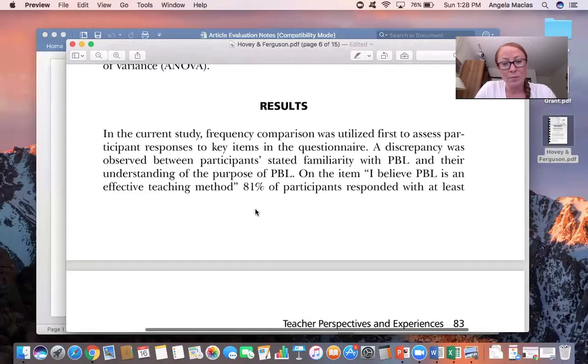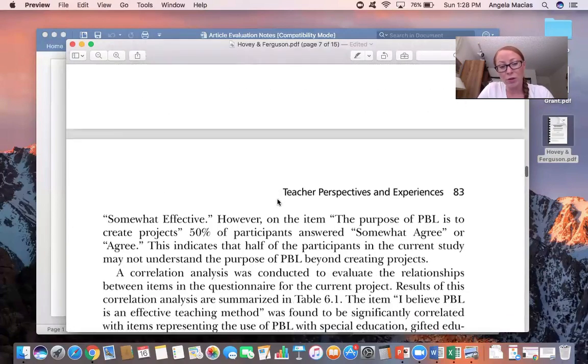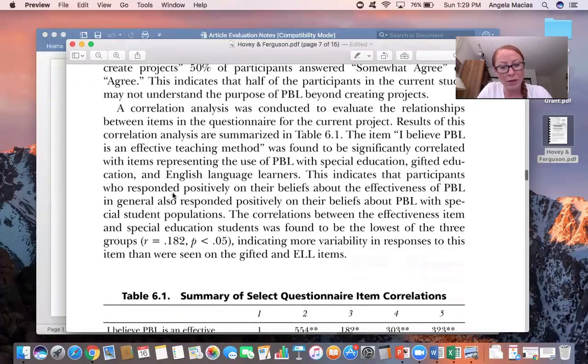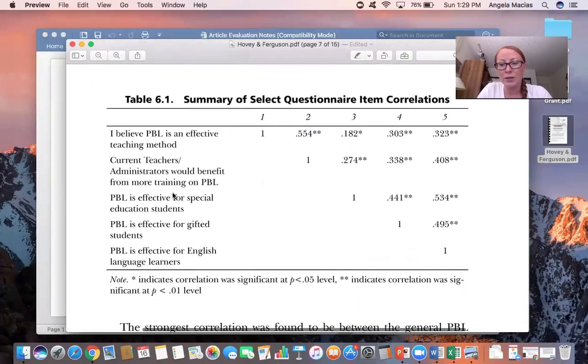Okay, results, they're often in percentages or charts or tables. So they give you this kind of description of how they designed their survey here. We can see that they have percentages and they have descriptors like effective, somewhat effective, agree, somewhat agree, those kinds of things. And this is the type of thing you're going to see often in quantitative research articles. You're going to see these kinds of charts. And these can be a little overwhelming to look at at first.